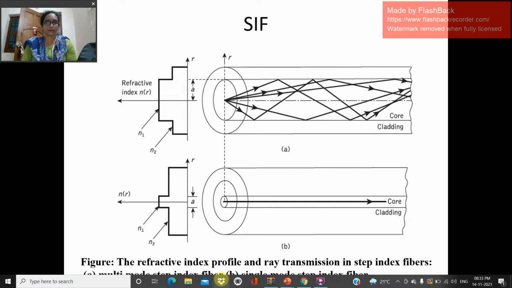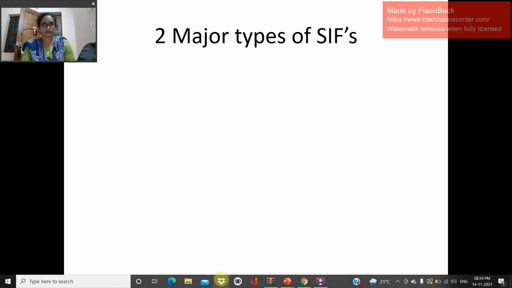So a represents the core axis to core boundary distance, the core radius. And r represents the cladding radius. A represents the distance, and r represents the cladding radius.